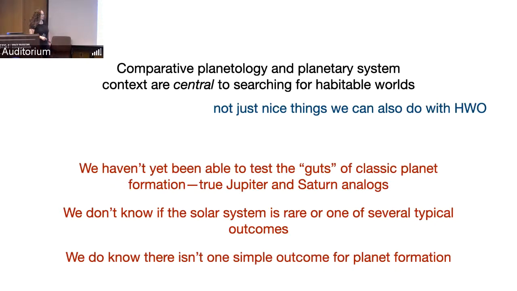We don't know. But we do know, again, that there's not one simple outcome for planet formation. So, much like if we want to understand what habitable worlds are doing, I think that if we're going to understand how planet formation is producing these worlds, we're going to need that context for the broad range of planets that we're looking at, not just a couple that give us our context. I mean, we just already know that it's going to be too complicated for that.